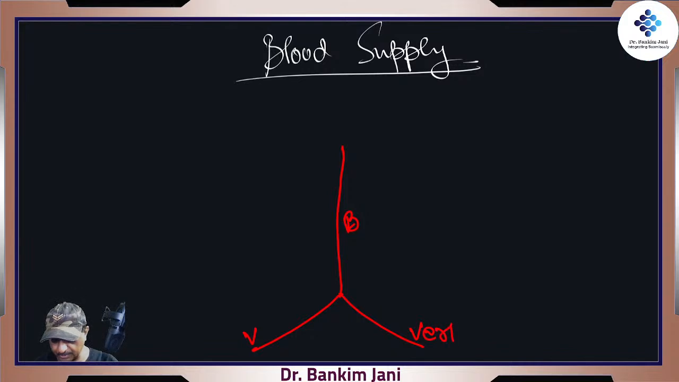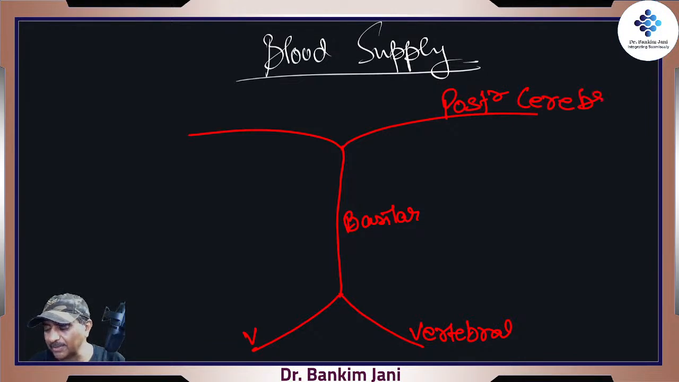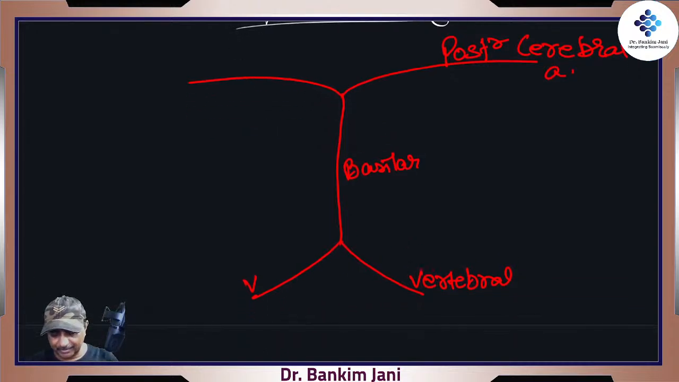So this is vertebral and this one is basilar. Both of them unite. This basilar will divide into two parts, and this is the posterior cerebral. This posterior cerebral will then communicate with the middle cerebral, which is part of that internal carotid, by the posterior communicating artery. So we don't need to go that much over there. Our entire purpose will be fulfilled in this only.